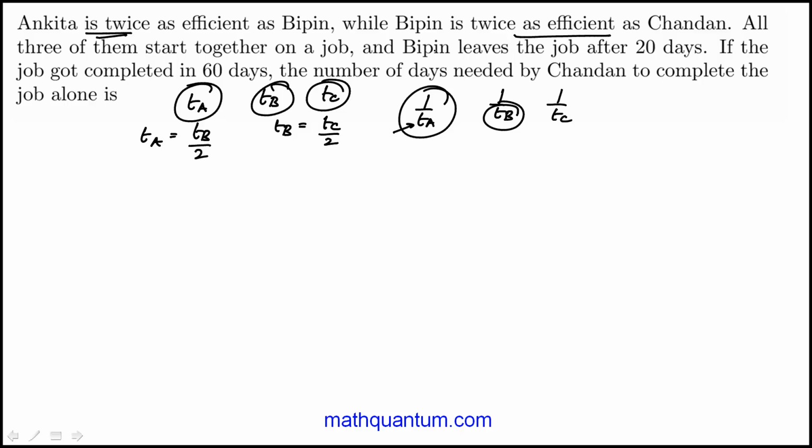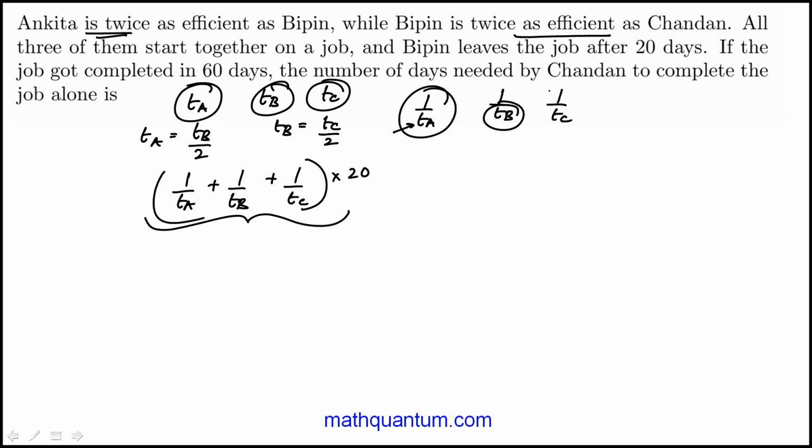Now, they start together, and Bipin leaves the job after 20 days, which means that all three are working. So the combined rate for the first 20 days is this, and you multiply that by 20. This would be the fraction of the job they've completed after 20 days.